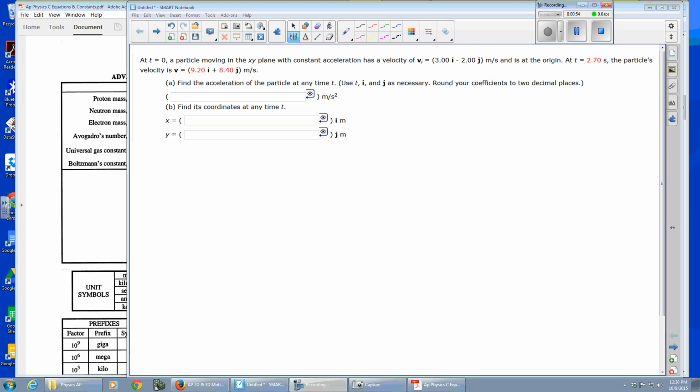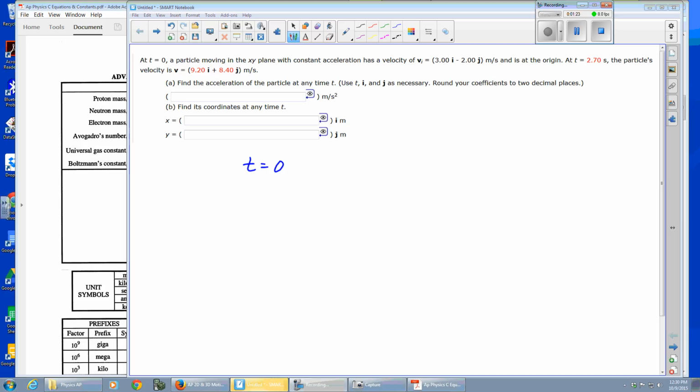Particle moving in the xy plane with constant acceleration, and the velocity is this, and it is at the origin. So that whole first part is telling you the initial conditions. And then at 2.6 seconds, the particle velocity is this. Find the acceleration of the particle at any time. All right, so we know, I'm just going to kind of arrange this in my mind.